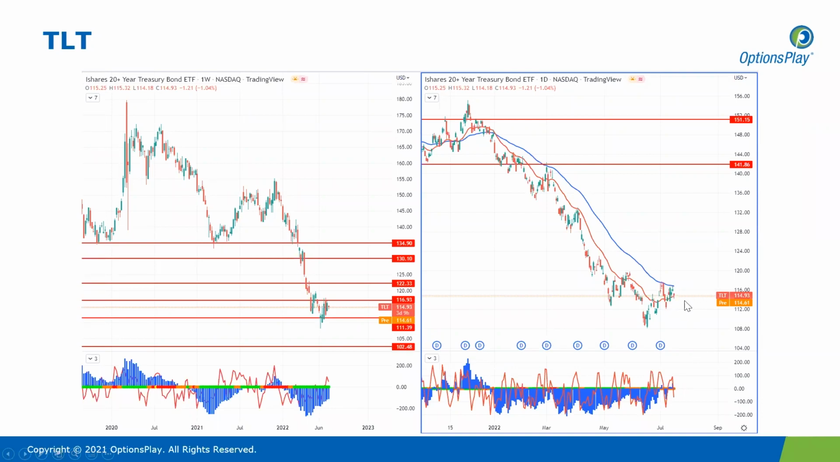And unless we see yields start to pick up once again, we could see TLT revisit that 108 level. But for now, still a bearish case here for bonds and for this TLT bond ETF.